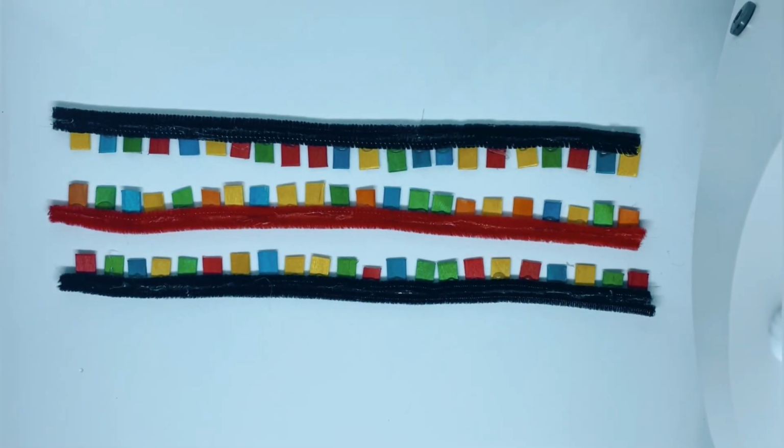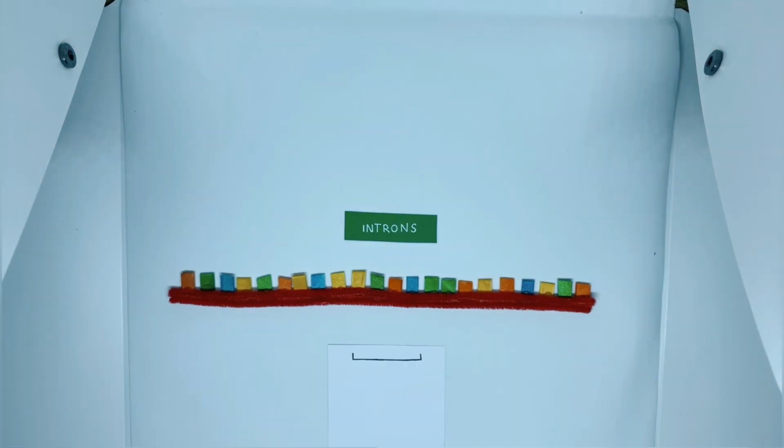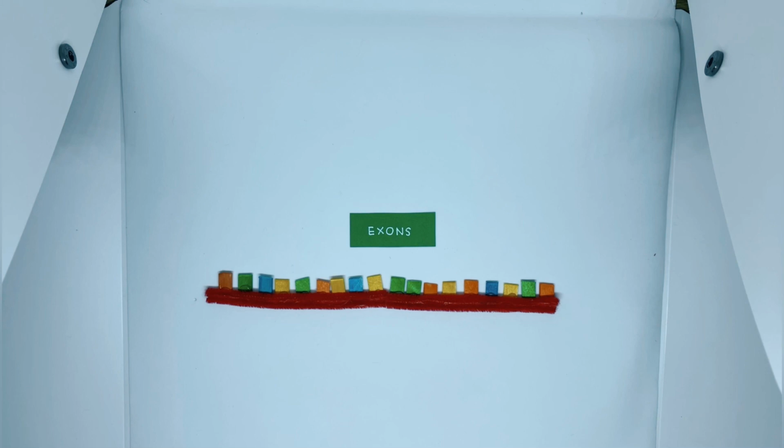This mRNA contains the coding information to create proteins, but not all of it is useful. The unimportant parts, called introns, get removed from the strand of RNA, and the rest, called exons, are then spliced back together to form the final mRNA.